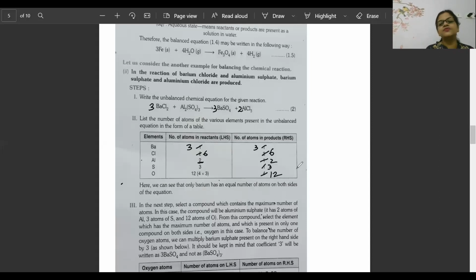Now check the atoms. Total atoms of barium: left side 3, right side 3. Chlorine, left side 6, right side 6. Aluminium, left side 2, right side 2. Sulfur 3, that side 3. Oxygen 12, 12. Yes, it is balanced. Understood? Enjoyed this question.